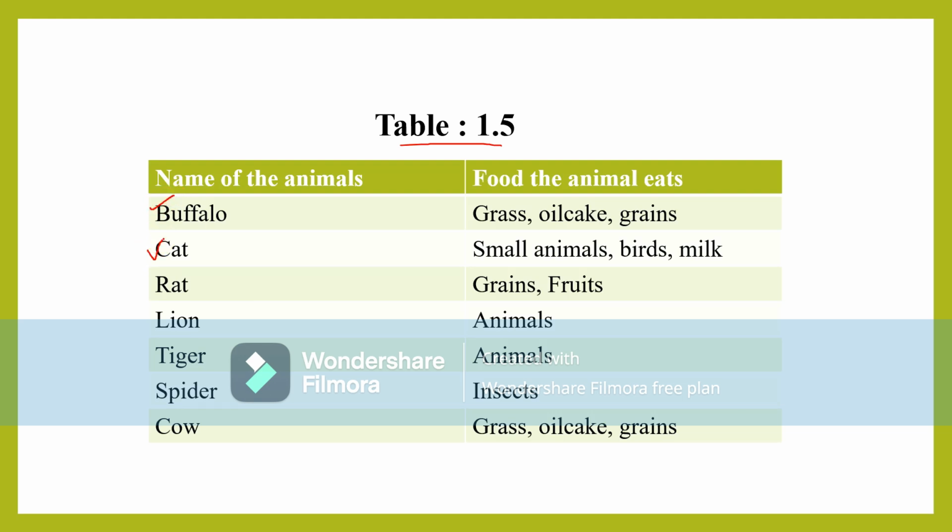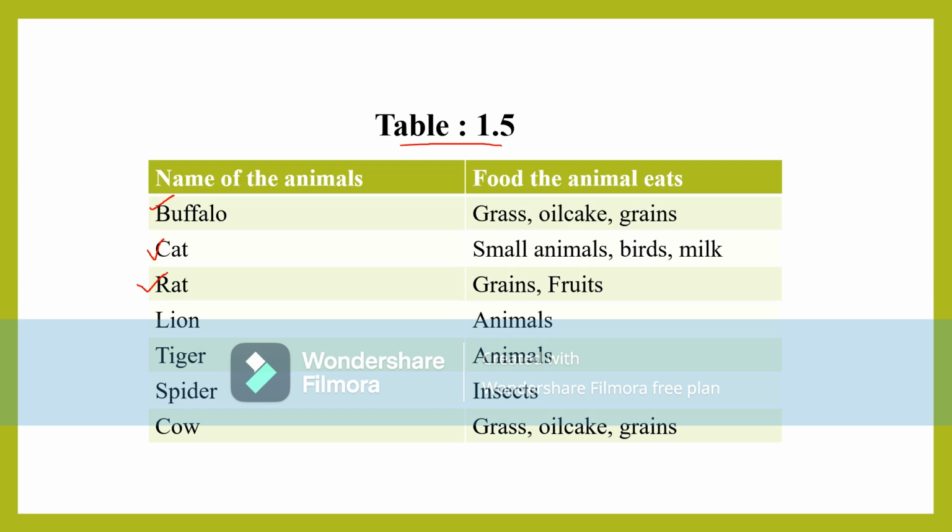You all have had a cat, right, as a pet animal. So what food do you all put for your cat, just comment below. I too will try with it. Cat eats small animals like insects and all, and birds and milk. Next, rat. Who has a rat in your house? Just throw it out. Otherwise it will harm your things and all.